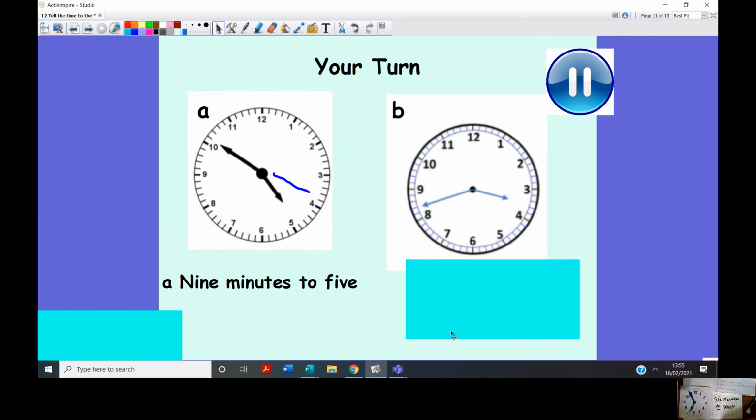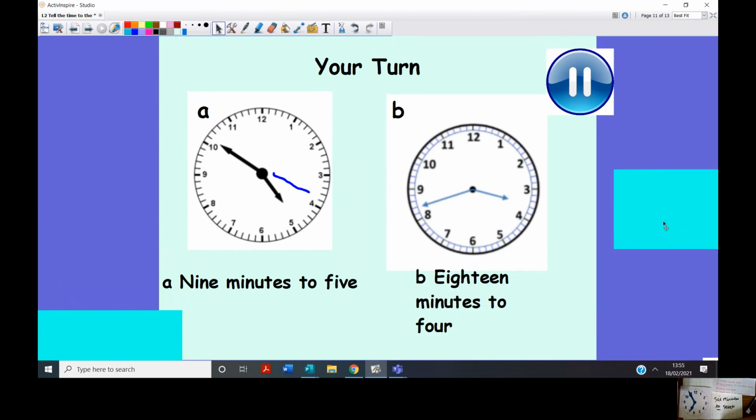And let's have a look at the next one. Next one is 18 minutes to 4. I got that one right this time. So you can see here counting back 5, 10, 15, 16, 17, 18. And then you can see your hour hand is closer to 4.